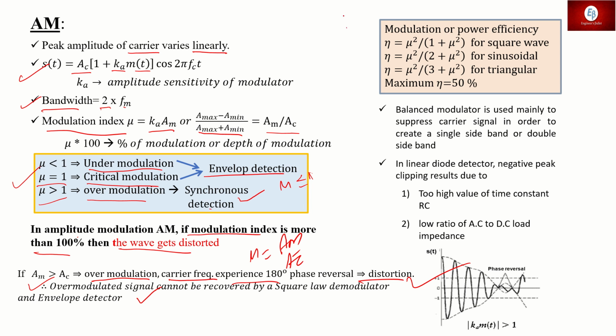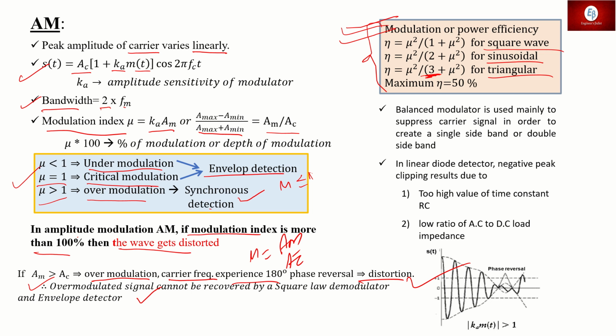These are the three important formulas from the exam point of view for modulation or power efficiency. You have to learn the three cases. The first case is square wave. If the signal is a square wave, then the efficiency is μ² upon (1 + μ²). The second is sinusoidal wave, which we generally use in any examination, μ² upon (2 + μ²). And the third is triangular wave, where we use μ² upon (3 + μ²).